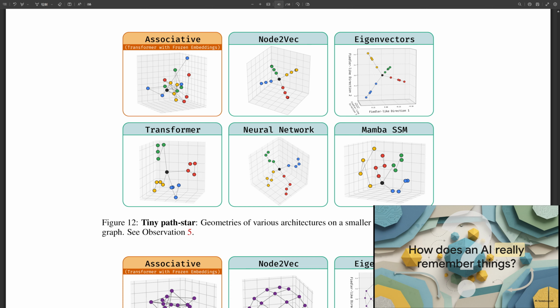So we assume that when an AI learns something like Paris is the capital of France, it's just creating a simple link between two concepts. But what if it's doing something much, much more sophisticated? This research shows that instead of just linking facts, these AIs are building intricate mental maps. And that has some pretty profound implications.